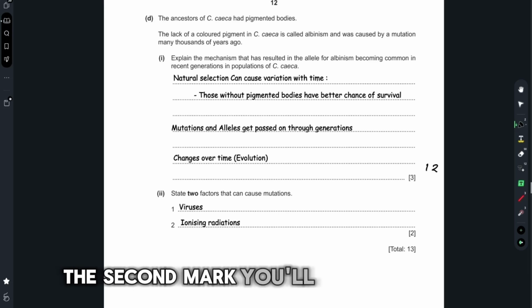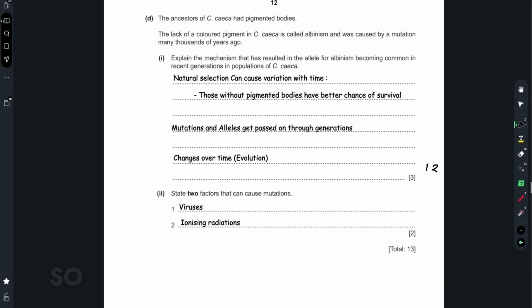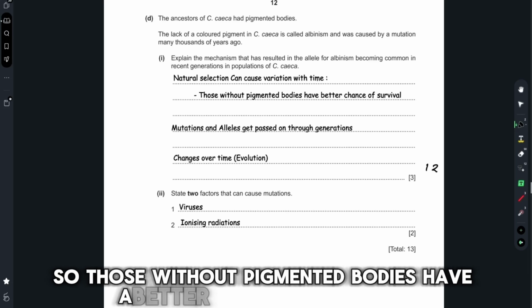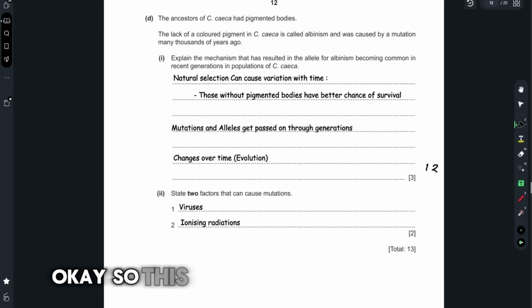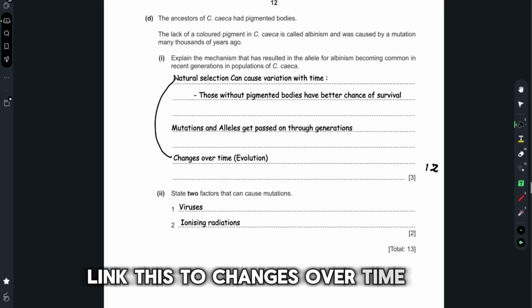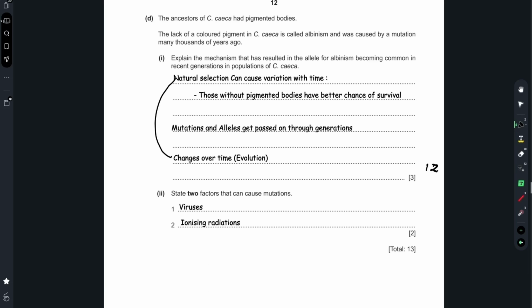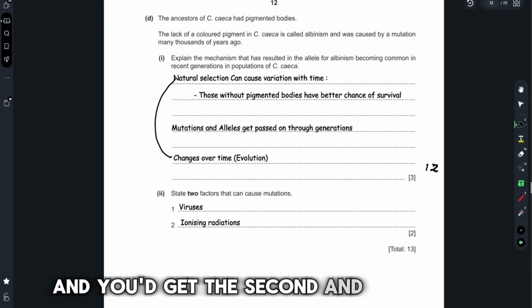The second mark you'll get when you explain this point. Those without pigmented bodies have a better chance of survival, so this will give you your second mark. Now, you can even link this to changes over time, or evolution basically.